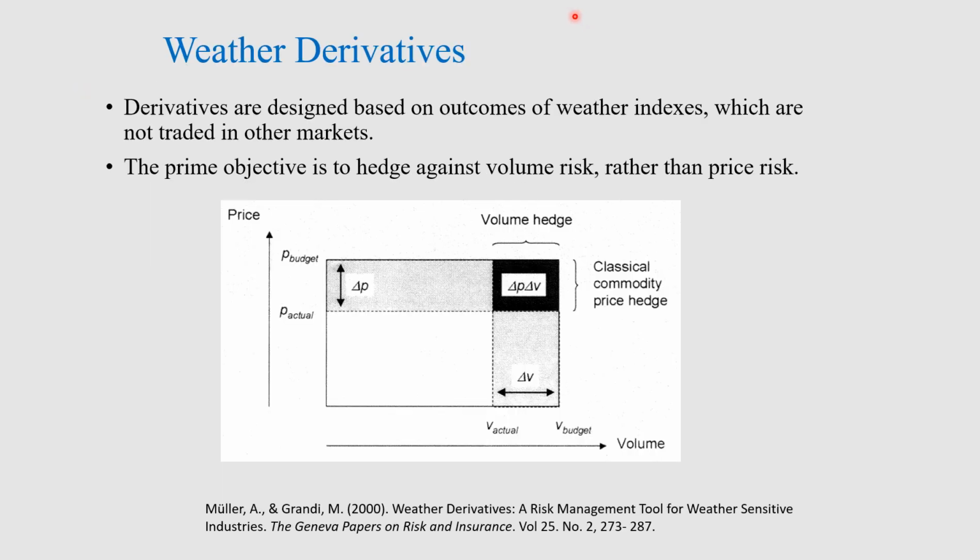Weather derivatives are designed based on outcomes of weather indexes, which are not traded in other markets. The prime objective is to hedge against volume risk rather than price risk. Price risk can be taken care of in classic commodity price hedges using options, futures markets, and so on. And what you would see there is if prices fell, then the producer would lose this area, but if volume fell, it would lose this area here, and of course if both fell, it would lose both areas. So what we're interested in with weather derivatives is the actual amount of production.